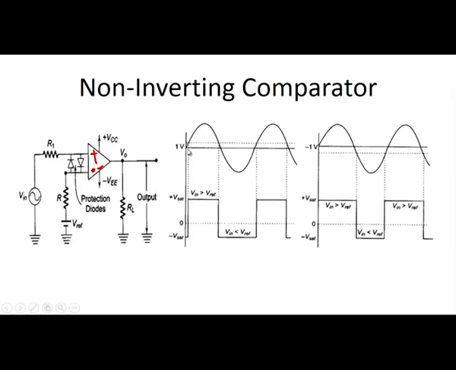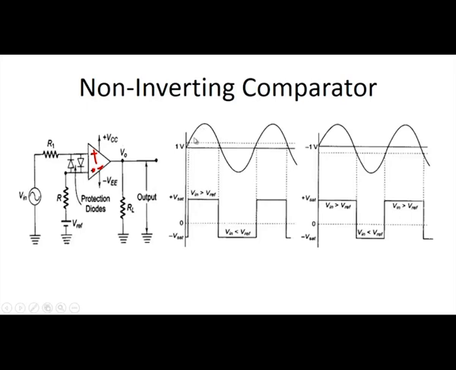So, when you compare the reference and the input signal up to this point, the input signal is lesser and the reference signal is higher. But the reference signal is given to the negative terminal. So, the output will be the negative V saturation value. Until the reference voltage is higher, the output is negative V saturation.